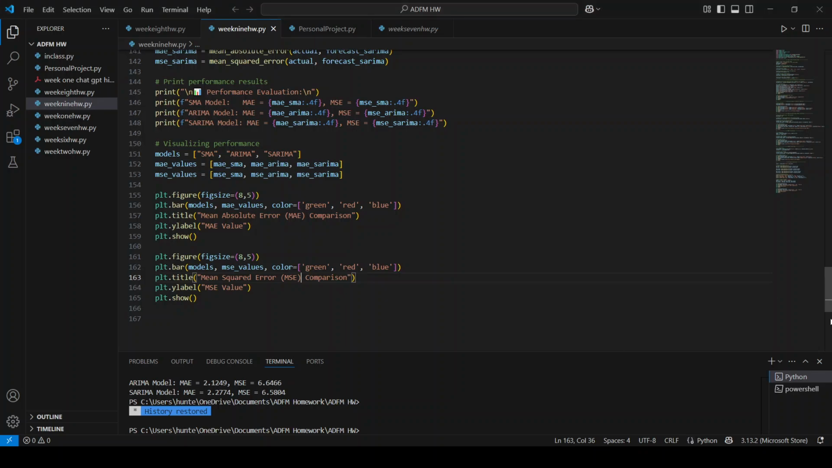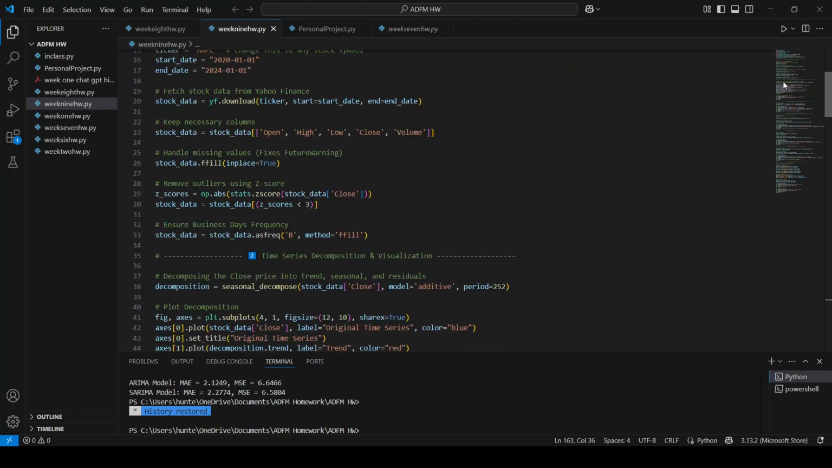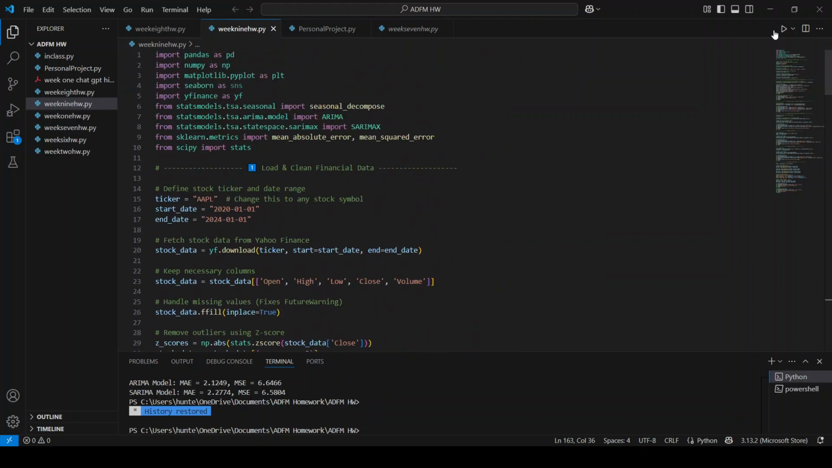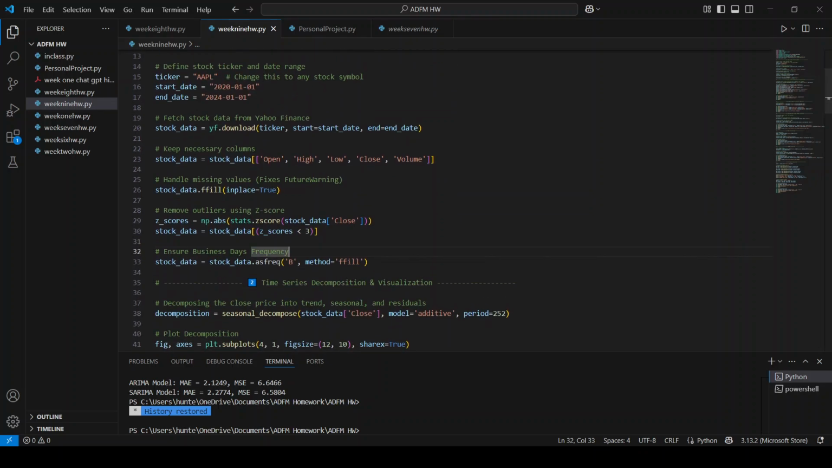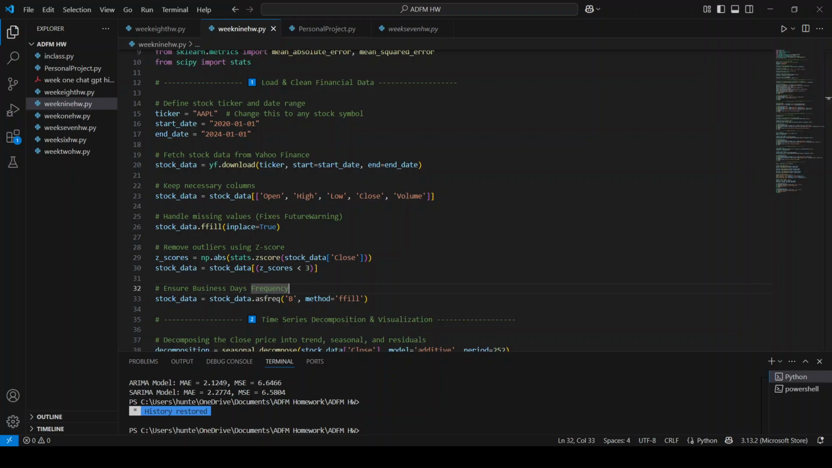This is week 9 of homework. So first steps, lines 12 through 20. Right here, we are loading and cleaning the data.